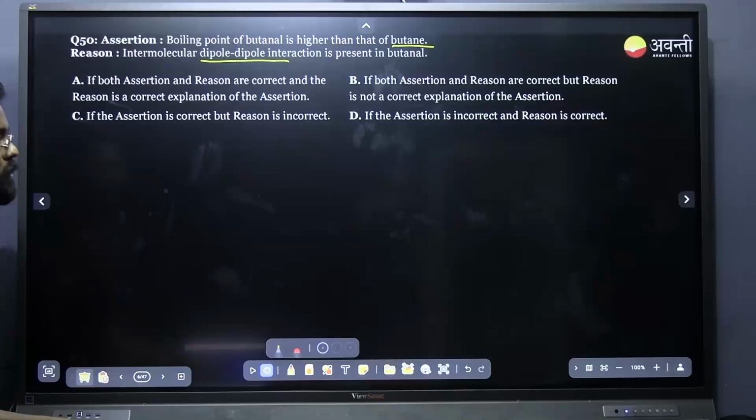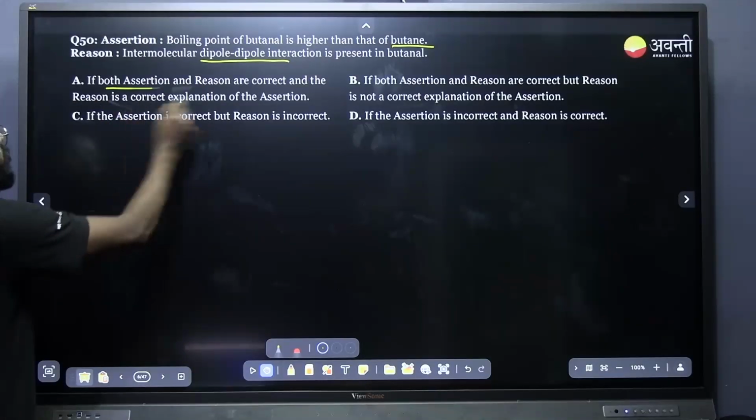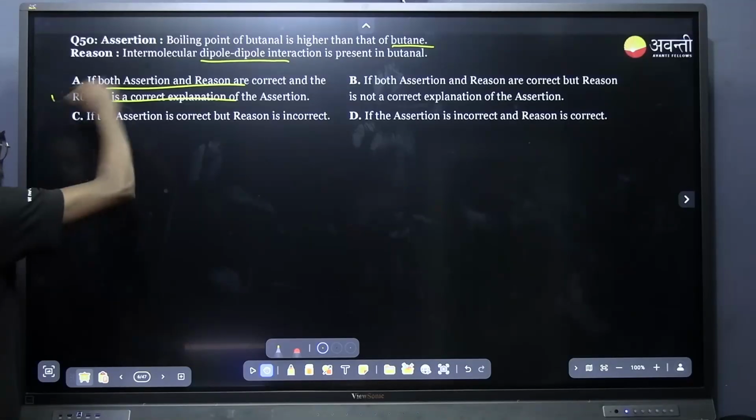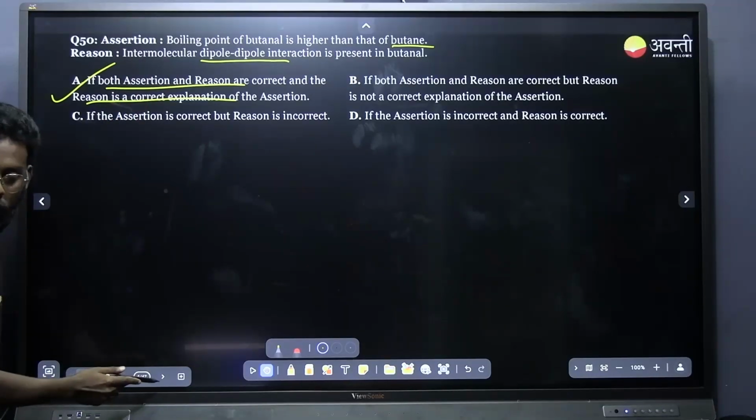Okay, I am moving to the next question. Both assertion and reason are correct, and reason is also the correct explanation. Yes, option A. Next question. Shall I move?